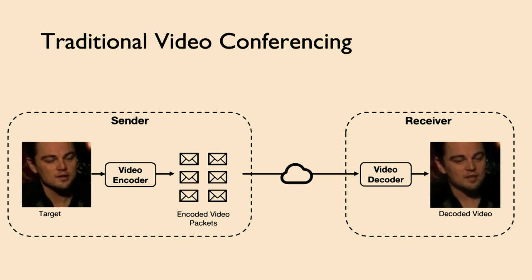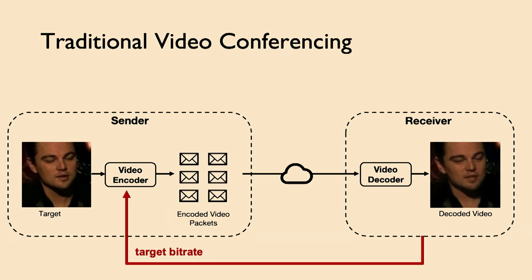The video encoder typically lets you set a target bitrate that it's going to roughly try to achieve. This is determined based on a feedback loop where you're measuring available bandwidth in the network and trying to get the video bitrate to match the available bandwidth as closely as possible.